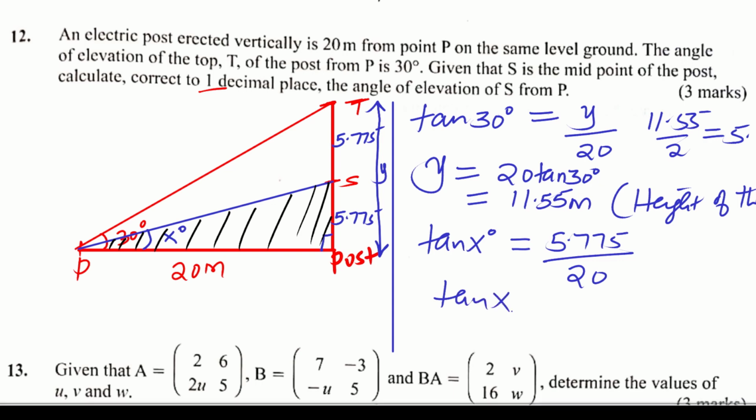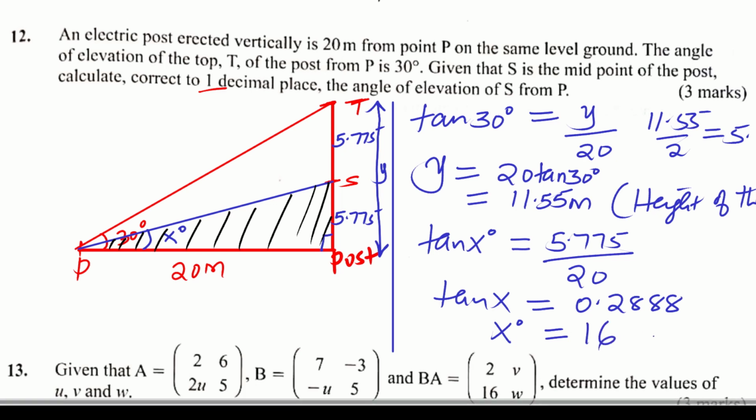So this gives tan X. You divide 5.775 by 20, you get 0.2888. Taking the tan inverse, X degrees is equal to tan inverse of 0.2888. This will give 16 point something. Required to give correct to one decimal place, it will be 16.1 degrees. And that is how you're supposed to solve that question.